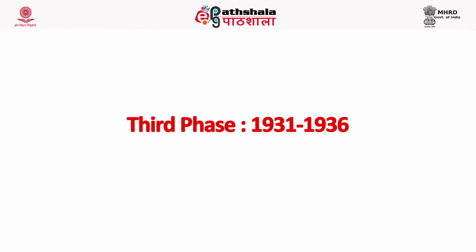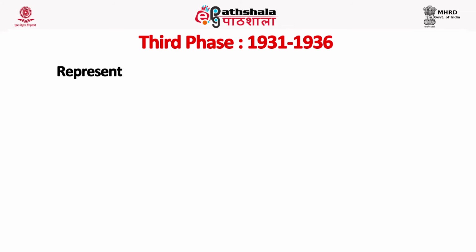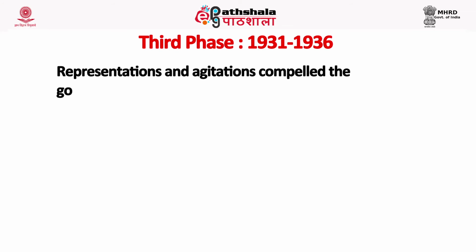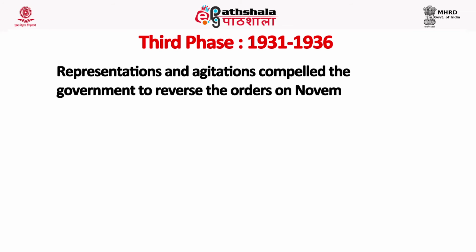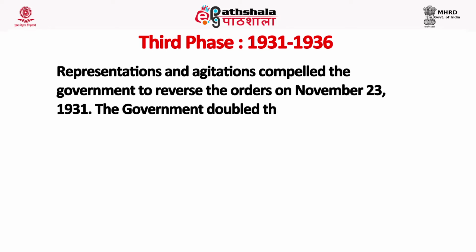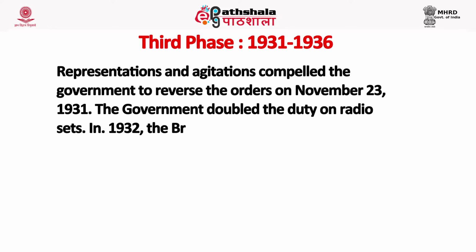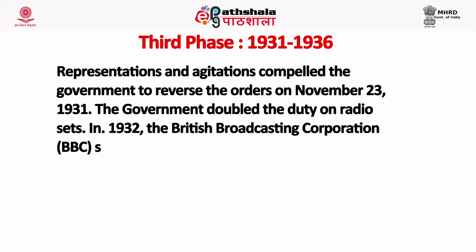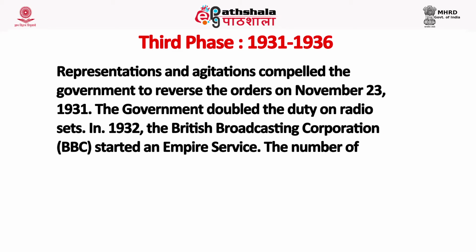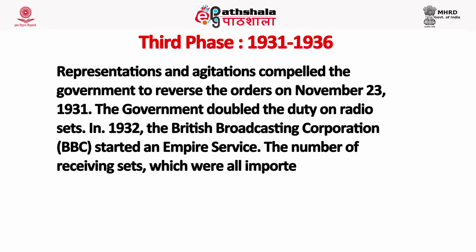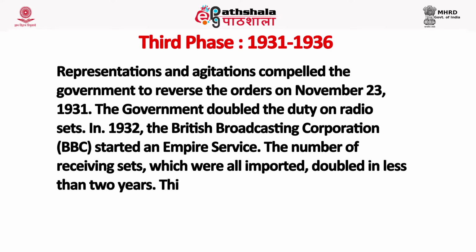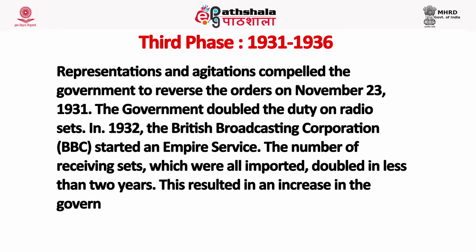So, we can see the third phase, during 1931 to 1936. During this period, representations and agitation compelled the government to reverse the order of November 23rd, 1931. The government doubled the duty on radio sets. In 1932, the British Broadcasting Corporation started an empire service. The number of receiving sets, which were all imported, doubled in less than 2 years.